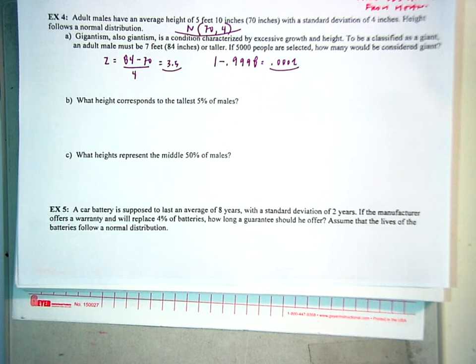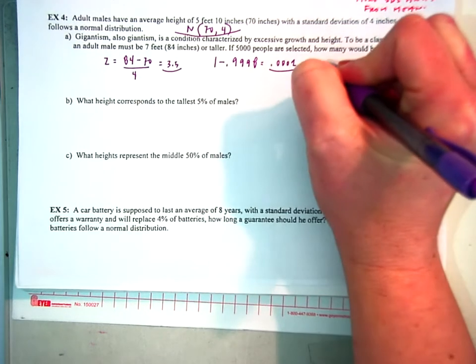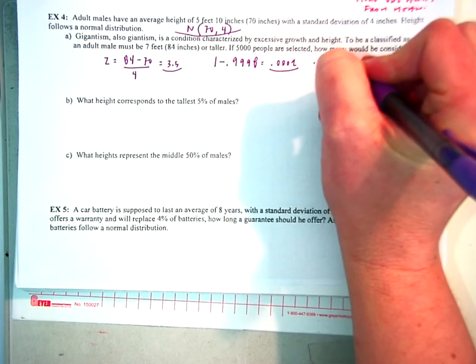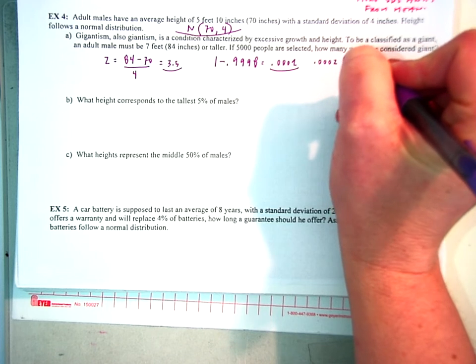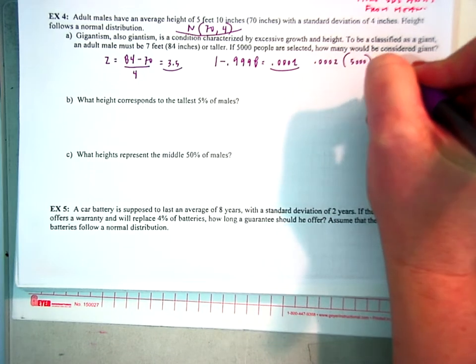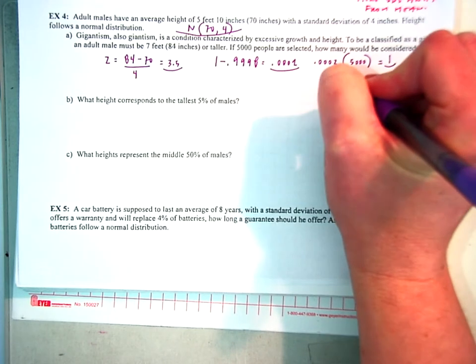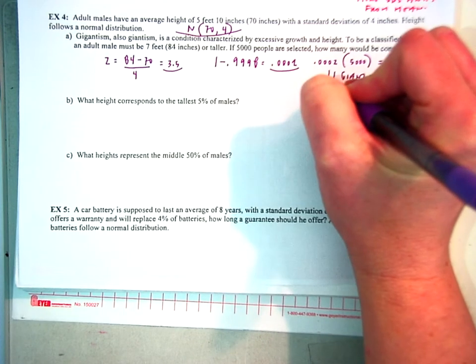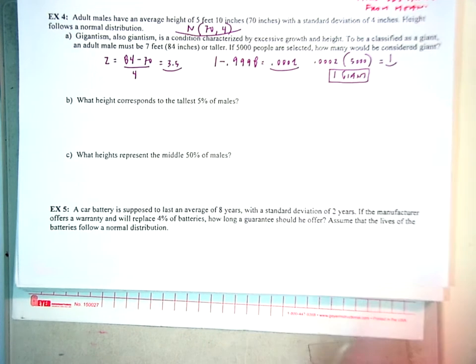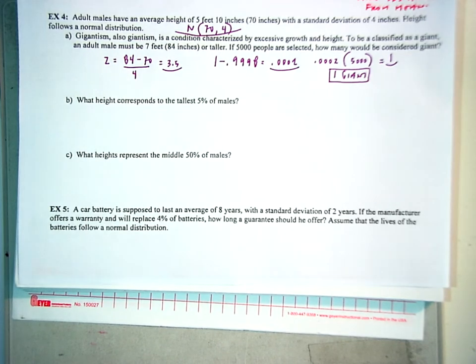And now we're saying if we take a random sample of 5,000 people, how many would we expect to be considered to be giant? So I'm taking the 0.0002, multiplying by the 5,000, and that's going to get me 1. I would expect to see exactly 1 giant if I randomly selected 5,000 adult males. One of those should be a giant.